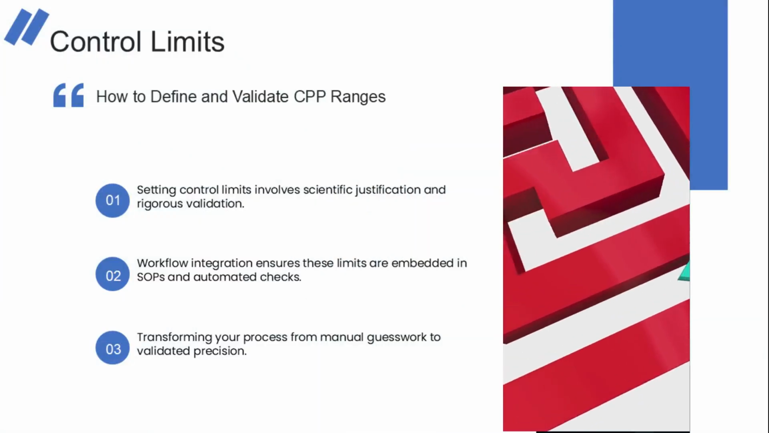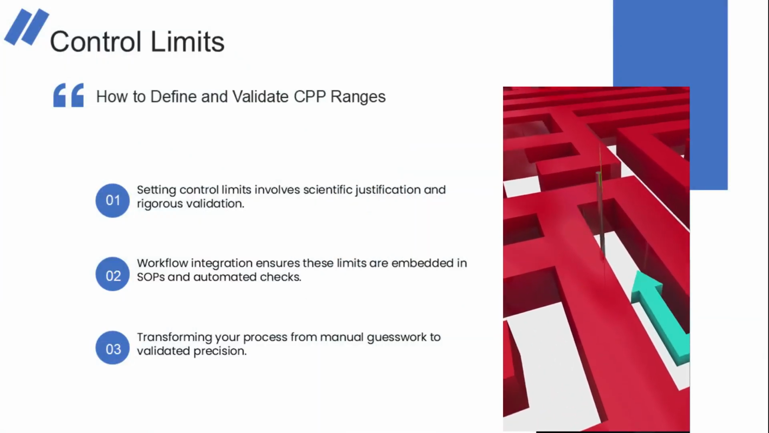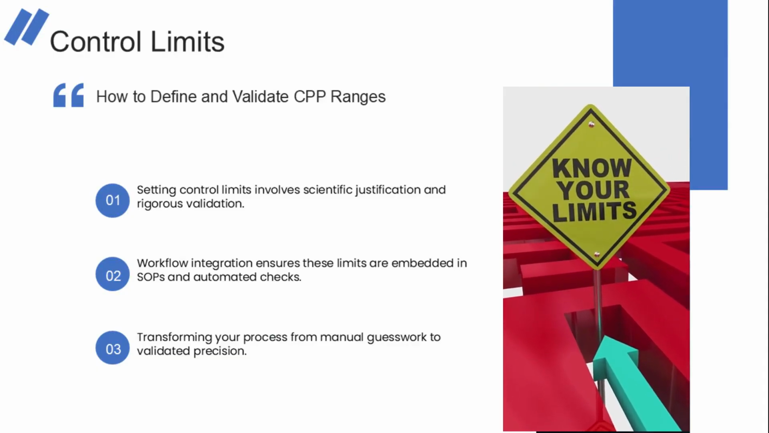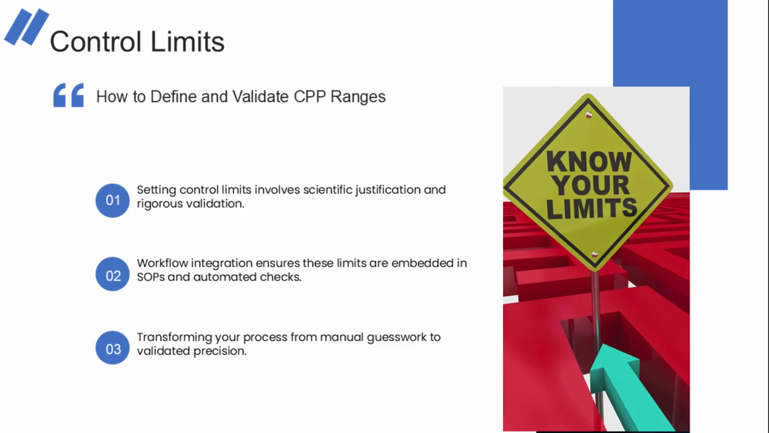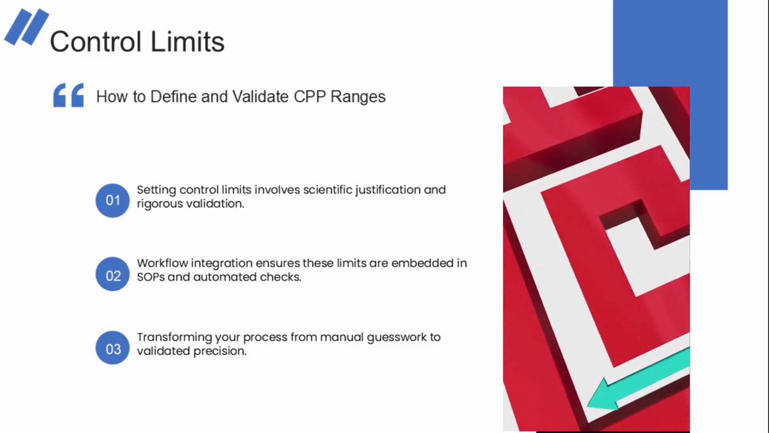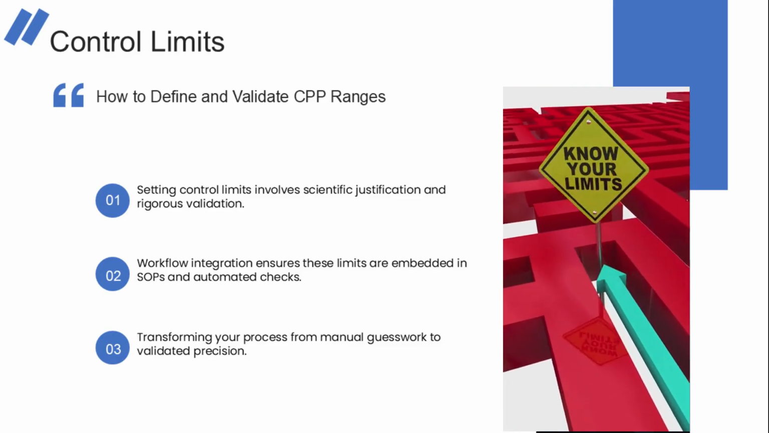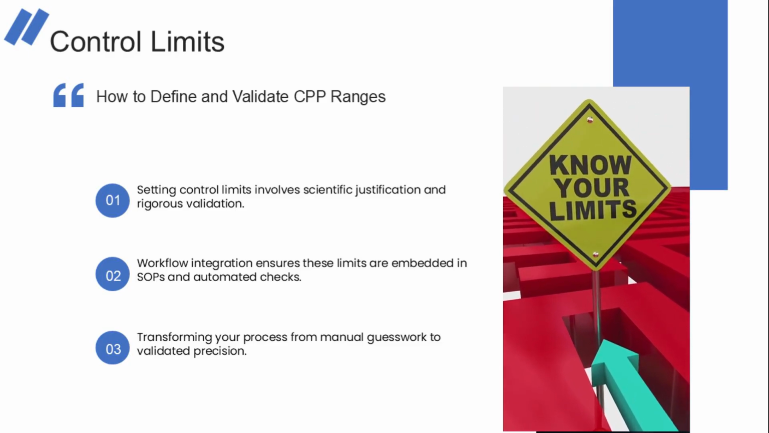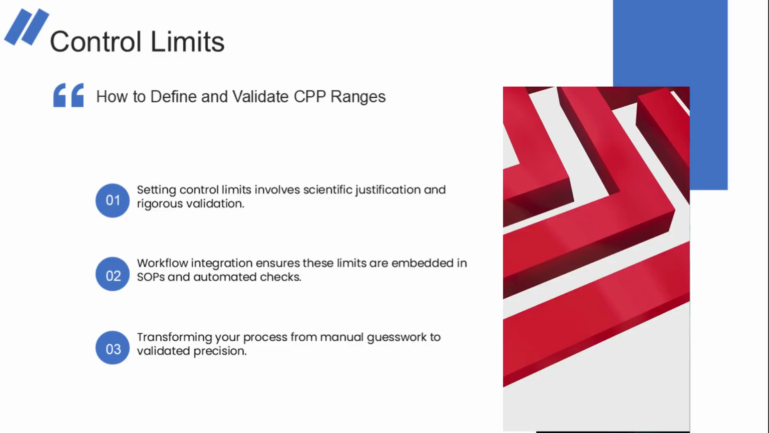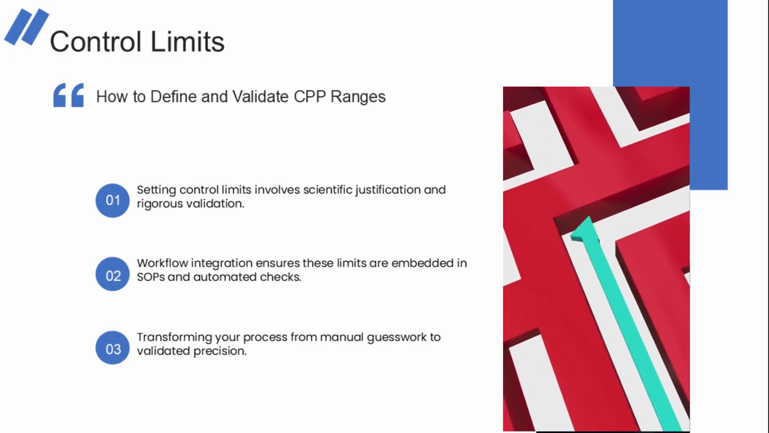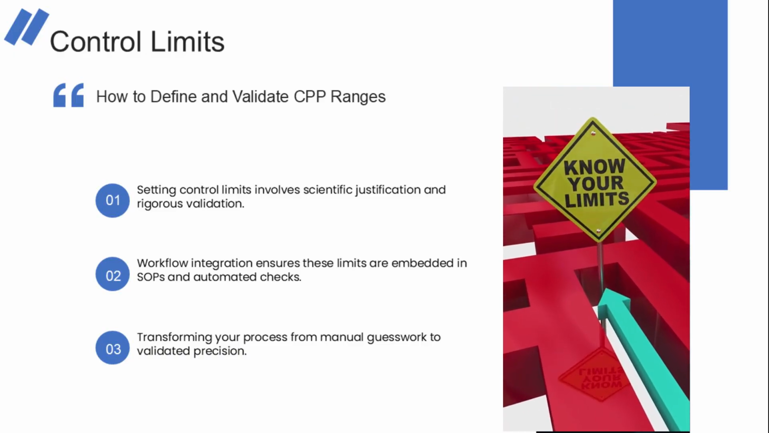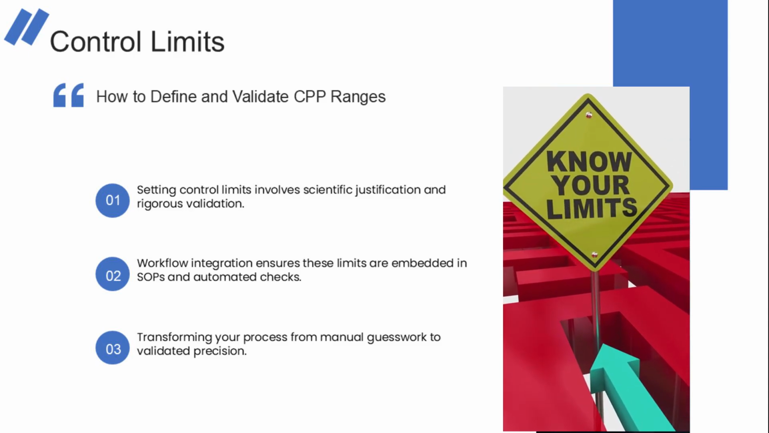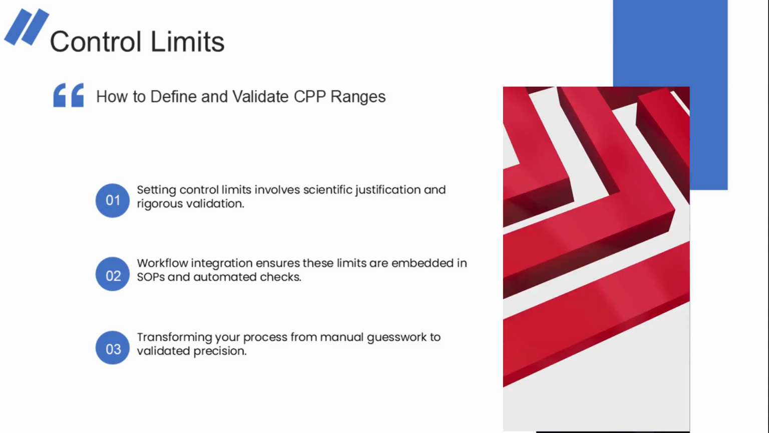Setting control limits involves scientific justification and rigorous validation to ensure they reliably maintain product quality. When these limits are fully integrated into workflows, SOPs, and automated monitoring systems, manufacturers move from manual guesswork to validated, precise operations. This structured approach ensures that every batch consistently meets quality standards, reduces the risk of errors, and enhances overall manufacturing efficiency, making high-quality production both predictable and reliable.